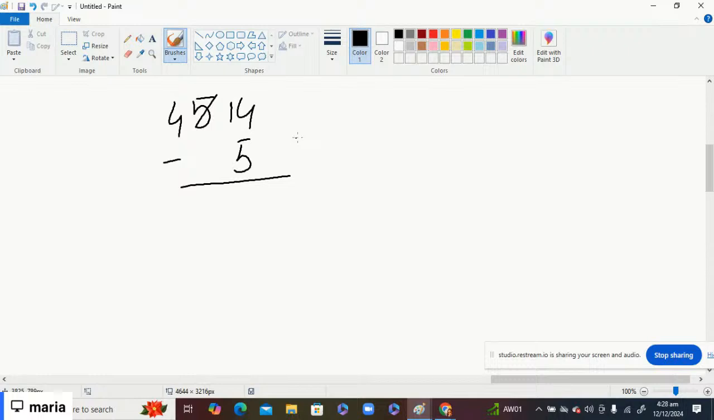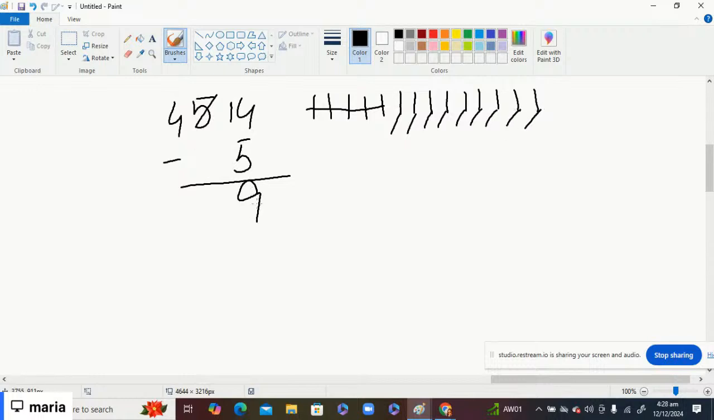Now draw the 14 lines. It's 1, 2, 3, 4, 5, 6, 7, 8, 9, 10, 11, 12, 13, and 14. So 1, 2, 3, 4, and 5. Okay. How many left? 1, 2, 3, 4, 5, 6, 7, 8, and 9. So here we are putting 9. And now this 4 as it is. We are going to put it.